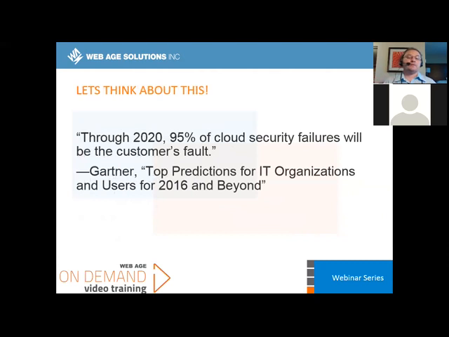So let's think about this. Through 2020, 95% of cloud security failures will be the customer's fault. This is according to Gartner, and they put out a report, basically top predictions for IT organizations and users for 2016 and beyond. And if you dig into a lot of the security hacks, for example, the Accenture issue with S3, or the Equifax hack, or the Target hack, a lot of these could have been remedied with just basic training or basic awareness provided to the user base.